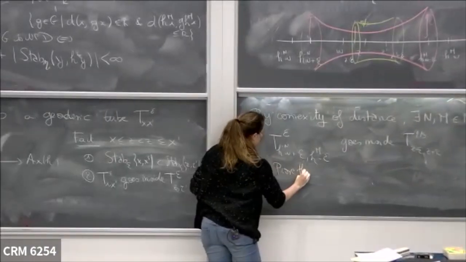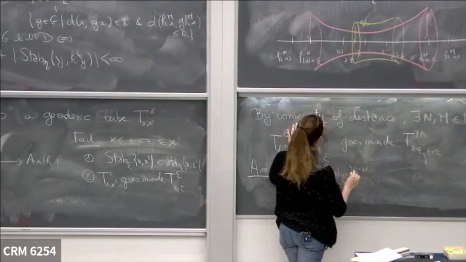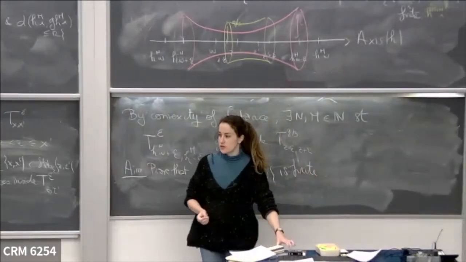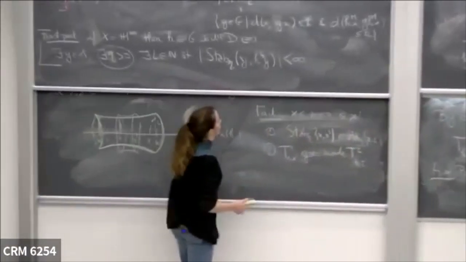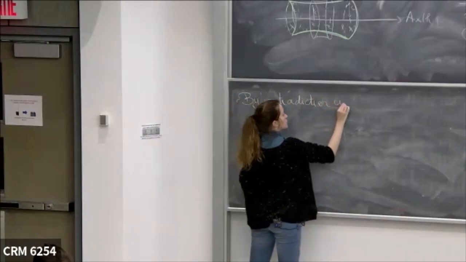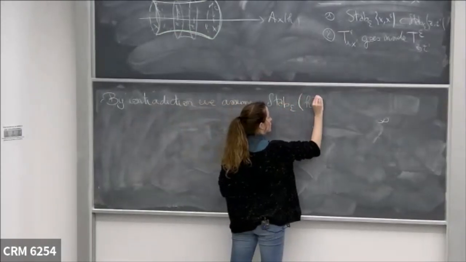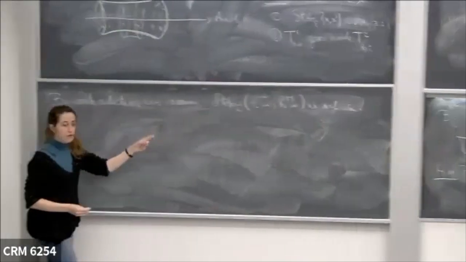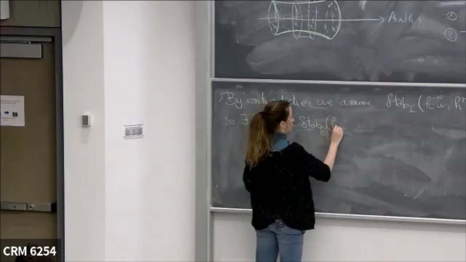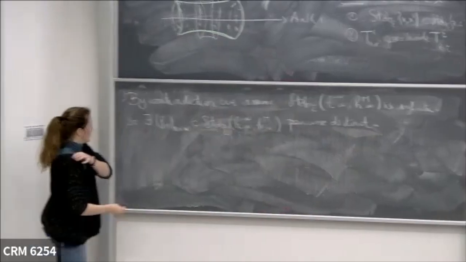Aim now: that the epsilon stabilizer of H^-N of W, H^M of W, for this N, M chosen in this way, is finite. So we do it by contradiction. We will assume it's not the case and we'll see that there is a problem. So by contradiction, we assume that this is infinite. So we can take a sequence inside of pairwise distinct elements. Pairwise distinct. And we want to get a contradiction.